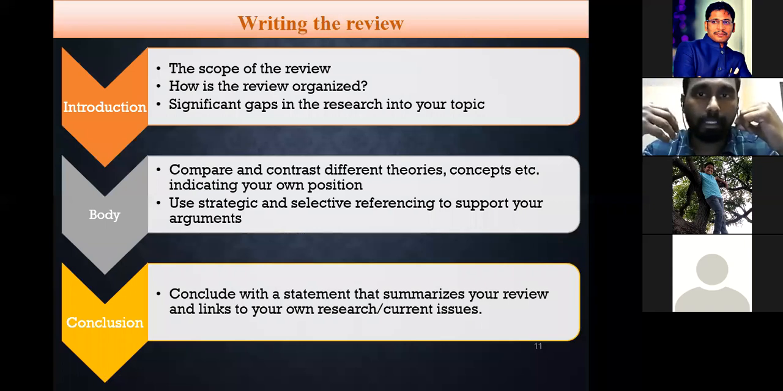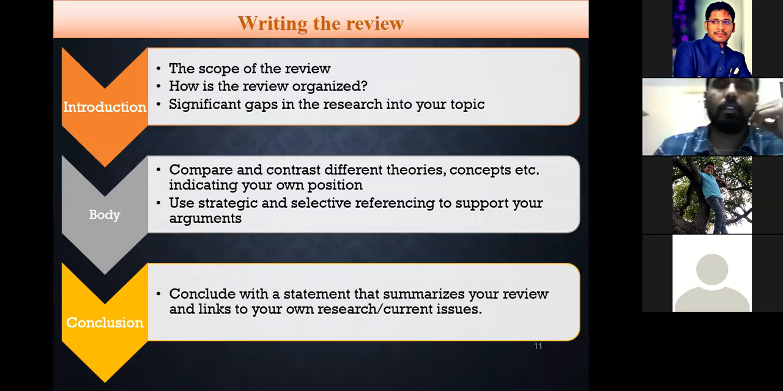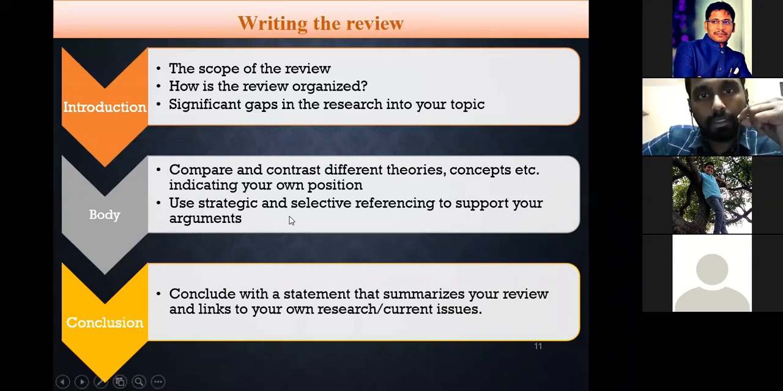We have to compare the theories and concepts, and indicate where our own work stands, and from the literature, so far they have done extensive research in this field, and how we can shape our own research from this. So we have to use strategic and selective referencing to support our arguments.